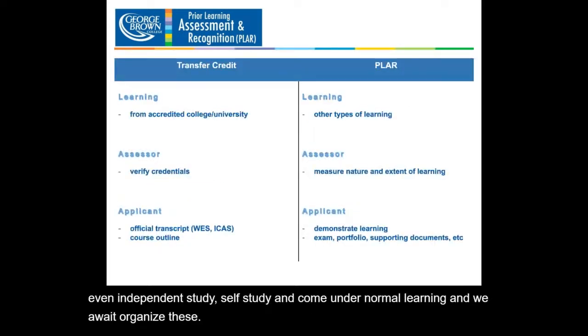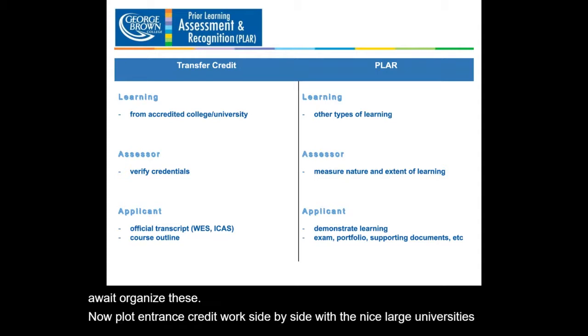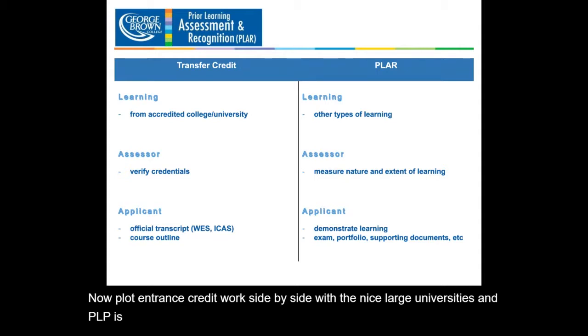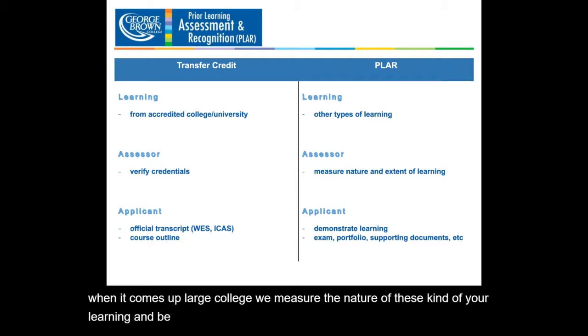Now, PLAR and transfer credit work side by side. We just heard about the transfer credit for the recognized colleges and universities, and PLAR is now to recognize your other types of learning that come from other sources. The assessor, when it comes to PLAR, is the college. We measure the nature and the extent of your learning. And the applicant is the student. So you'll be asked to demonstrate your learning. That might be in the form of an exam, a portfolio, or supporting documents. And I'll say more about this in a moment.